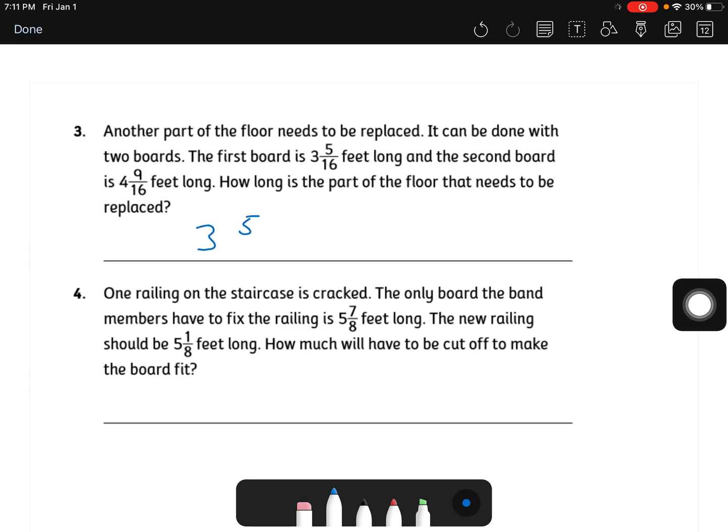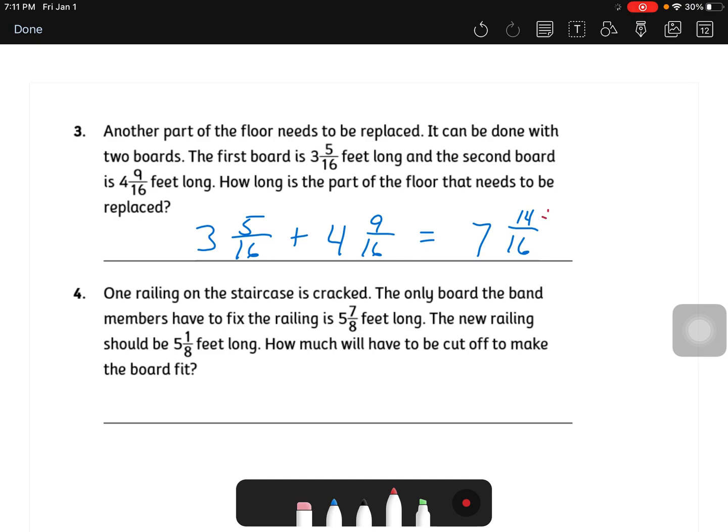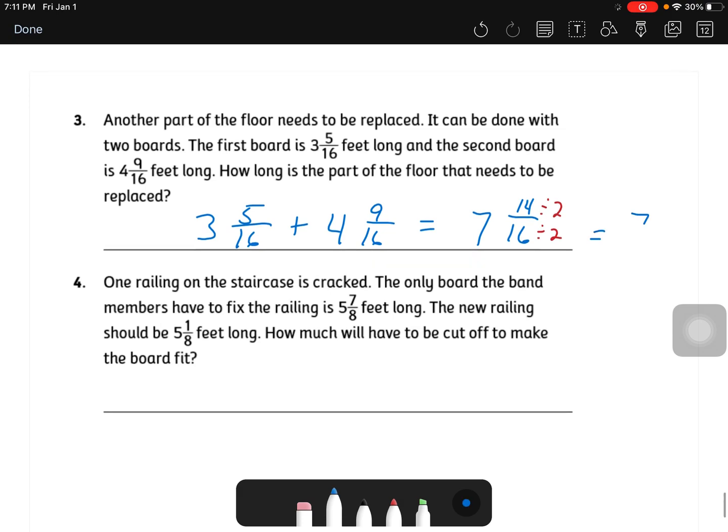So 3 and 5/16, combining these together, 4 and 9/16. If we add those together, we already have common denominators, so 4 plus 3 is 7, 5 plus 9 is 14. So we have 7 and 14/16, and that one can be simplified because 14 and 16 can both divide by 2 since they're both even, and we get 7 and 7/8 feet.